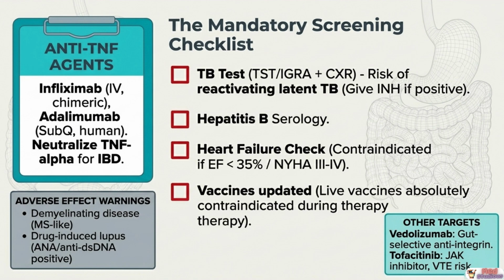Third, a heart failure assessment, because anti-TNF agents are contraindicated in patients with an ejection fraction below 35% or NYHA class 3 or 4 heart failure. Fourth, vaccination status must be current, since live vaccines become absolutely contraindicated once therapy starts. Watch also for demyelinating disease resembling multiple sclerosis and drug-induced lupus with positive ANA and anti-dsDNA.